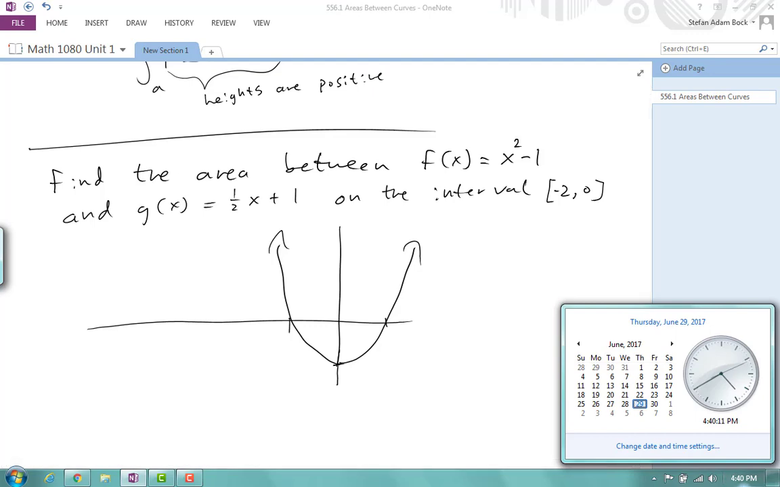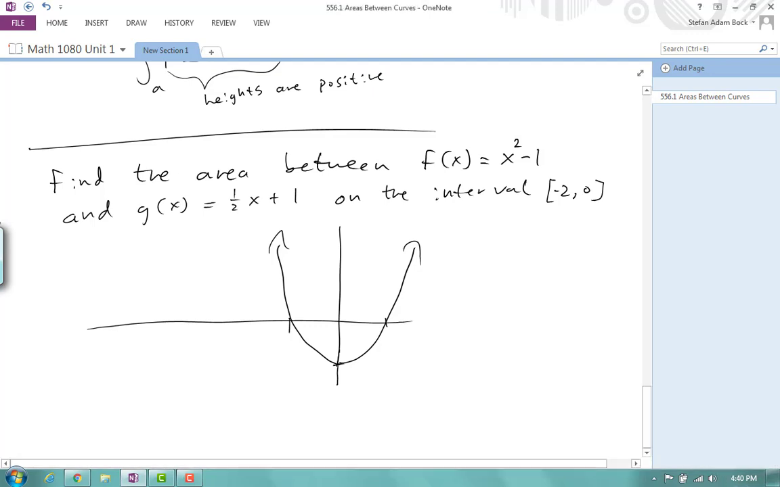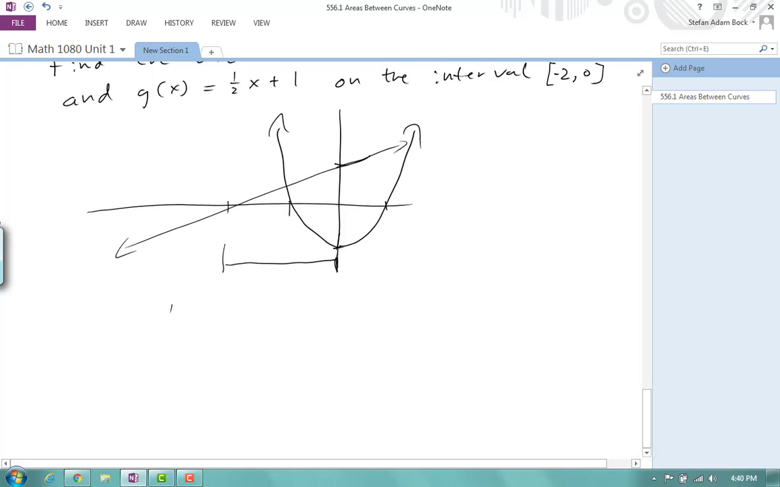And 1/2 x plus 1 will look something like this. So since I'm interested in here from -2 up to 0, I'm going to want the area between the curves, which is basically the integral from negative 2 to 0 of the absolute value of f of x minus g of x dx. But integrals with absolute values are never a whole lot of fun, so I'm interested in finding out where they're equal to each other.